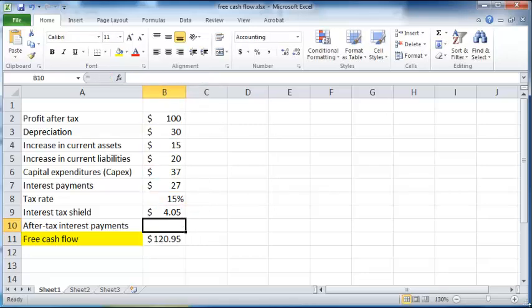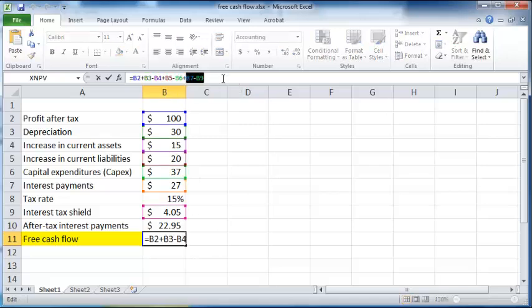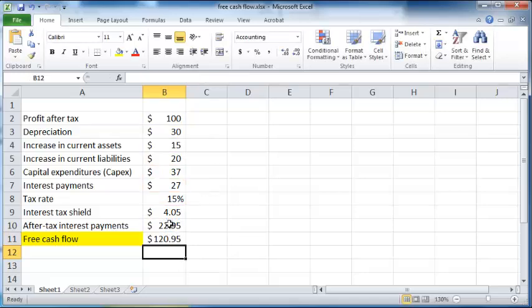Now, another way to look at this is, I'm just going to copy this formula here. And before that, I just want to compute the after-tax interest payment. So what we can do is we can basically compute 27 times 1 minus 15%. That's another way of arriving at the same formula. So $22.95, which is the after-tax interest payment, which is nothing but this minus this. So instead of saying B7 minus B9, we can just say plus B10. So plus B10 would give us the same amount.